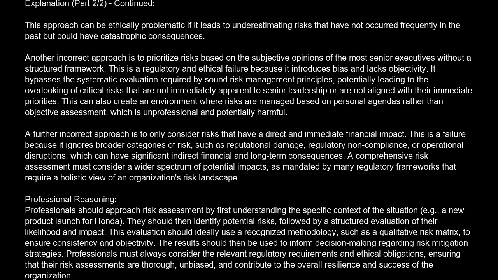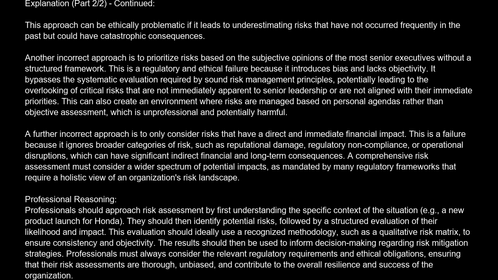Another incorrect approach is to prioritize risks based on the subjective opinions of the most senior executives without a structured framework. This is a regulatory and ethical failure because it introduces bias and lacks objectivity. It bypasses the systematic evaluation required by sound risk management principles, potentially leading to the overlooking of critical risks that are not immediately apparent to senior leadership or are not aligned with their immediate priorities. This can also create an environment where risks are managed based on personal agendas rather than objective assessment, which is unprofessional and potentially harmful.